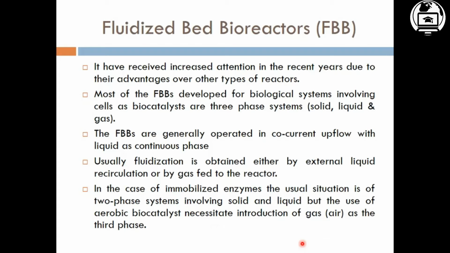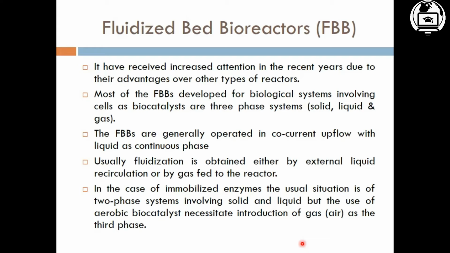Most of these bioreactors developed for biological systems involving cells as biocatalyst are three-phase systems: solid, liquid, and gas. Solid, obviously, is your living cell. Liquid is your medium, and all the chemical reactions take place in the liquid medium. So that is the liquid phase, and the gas phase is there if your biocatalyst is aerobic in nature, then gas is a must. Otherwise, the air must be there to provide aeration or mixing.